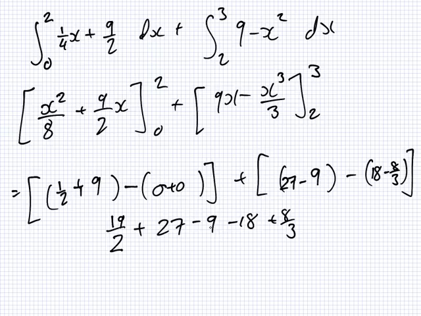27 minus 9 is 18, isn't it? Yes. Minus 9, minus 18 is 27. Yeah, so it's cancelled. Cancel, that's what I said. 27 minus 9 is 18, minus 18 is gone.